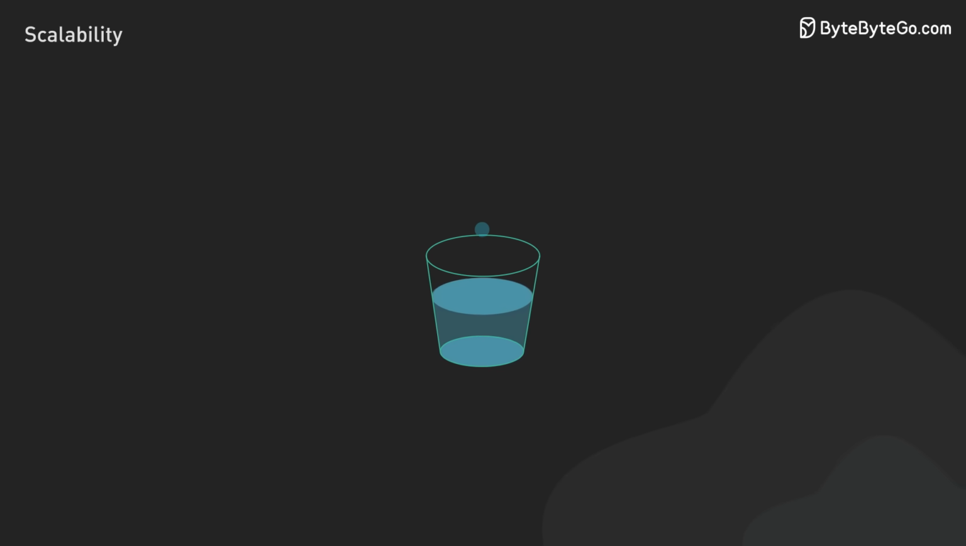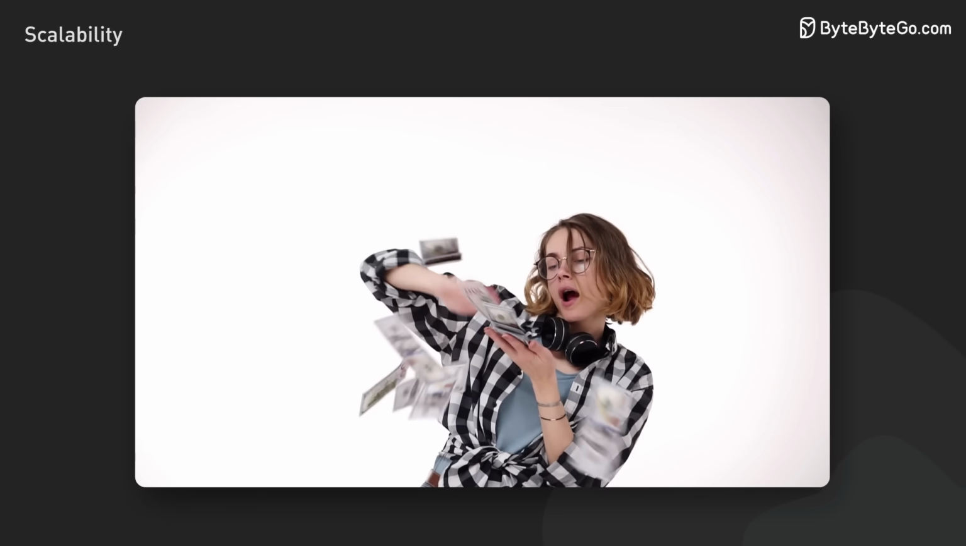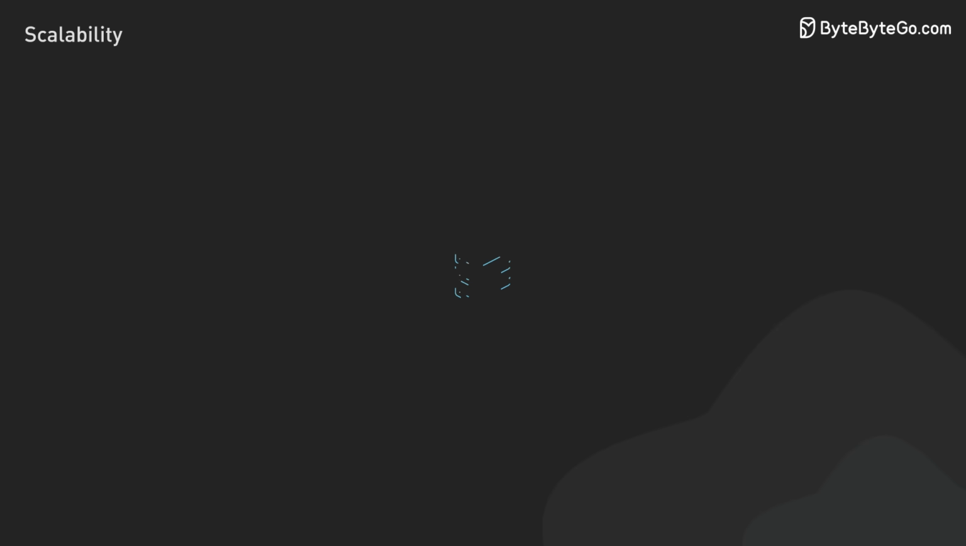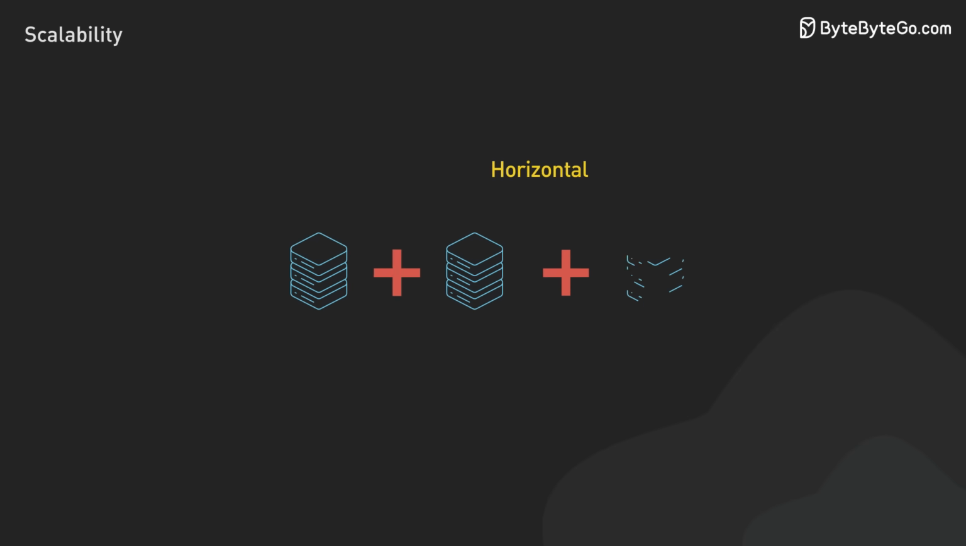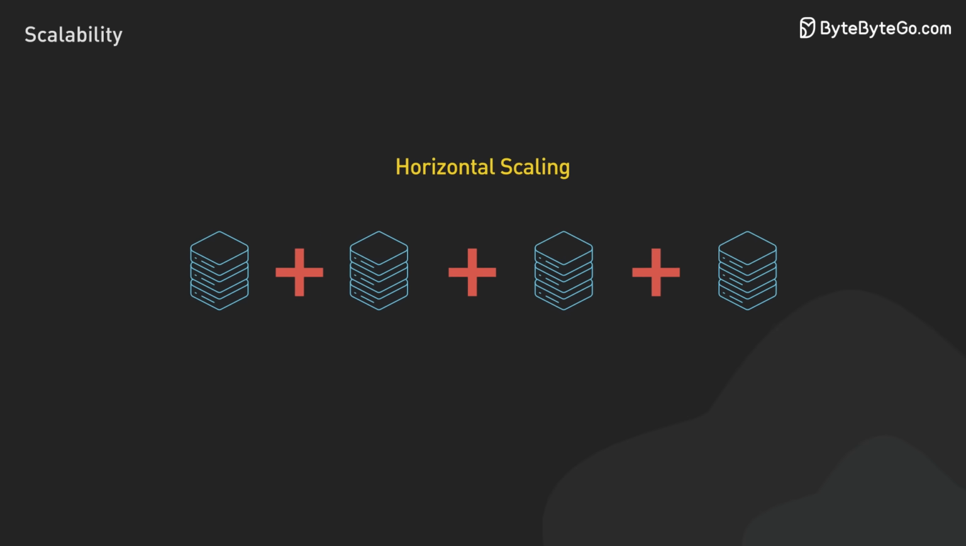However, vertical scaling has physical and economic limitations. We can only make a machine so powerful, and costs can skyrocket as we approach the upper limits of hardware capabilities. Horizontal scaling, or scaling out, involves adding more machines to share the workload.